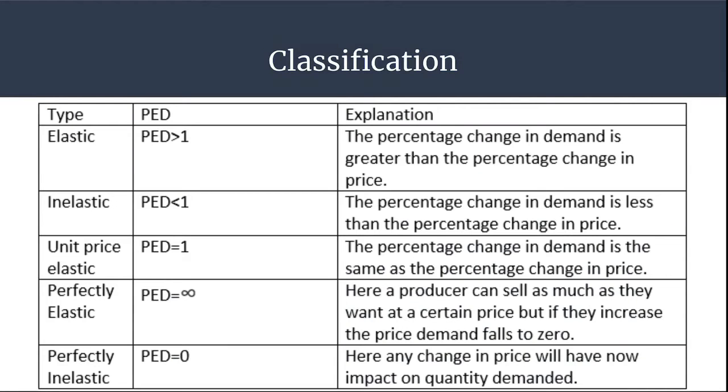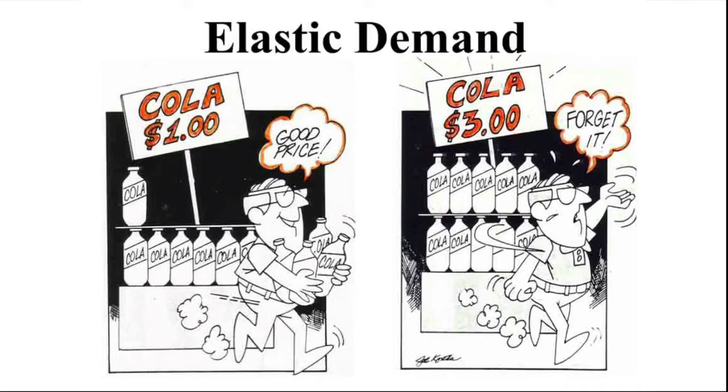As you can see in the picture, price elasticity of demand has five classifications. For example, if the percentage change in demand is the same as the percentage change in price, then it is unitary elastic. And if the percent change in demand is greater than the percent change in price, then it is elastic, like this. And vice versa, if the percent change in demand is less than the percent change in price, then it is inelastic, like this.